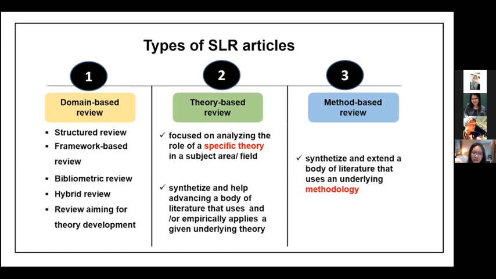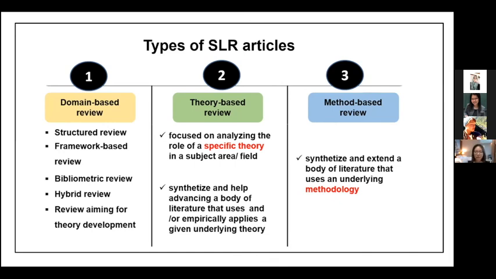When you do a bibliometric review, the advantage here is you do not need to actually read the articles one by one. This is the specialty of the bibliometric review. You do not need to read the articles one by one. You just need to describe. You just need to find out some descriptive information based on the list of articles that you found from the database. All right, and the next one is the hybrid review.